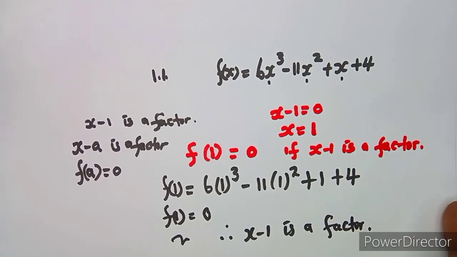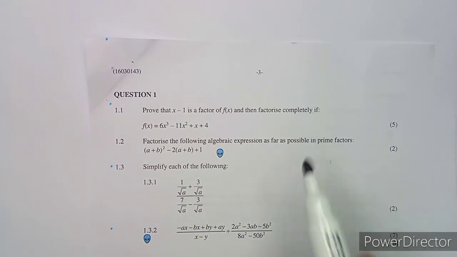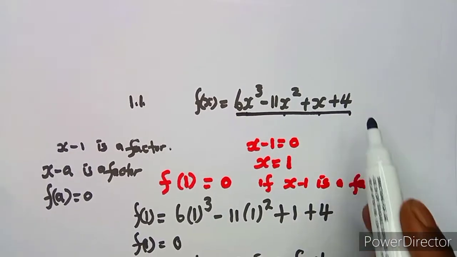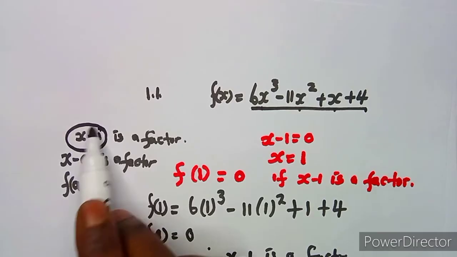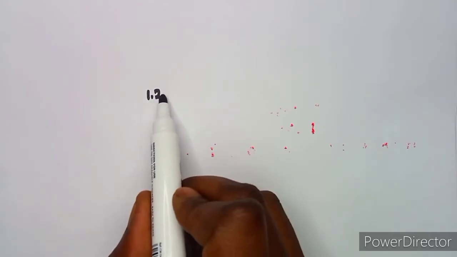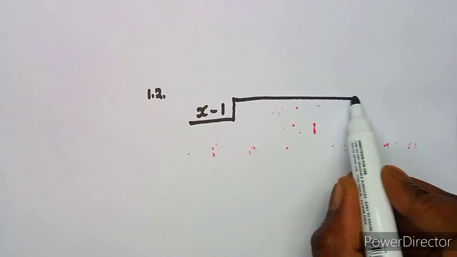But the question did not ask about a factor only. Remember, the question goes on to say then factorize completely. So how are we going to factorize this completely? Remember, if we are to factorize, we have to divide, using our long division. This is what we have, which is to be divided by x minus 1, which is a factor. So that is like this long division. We are going to have x minus 1, our factor, into the whole expression.